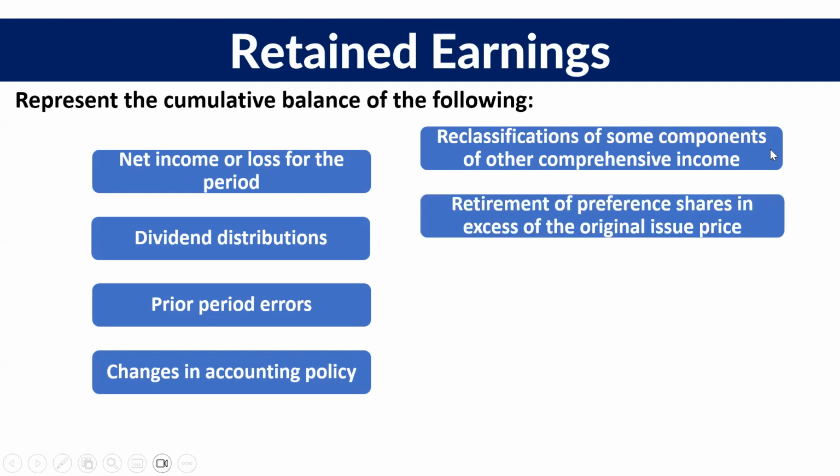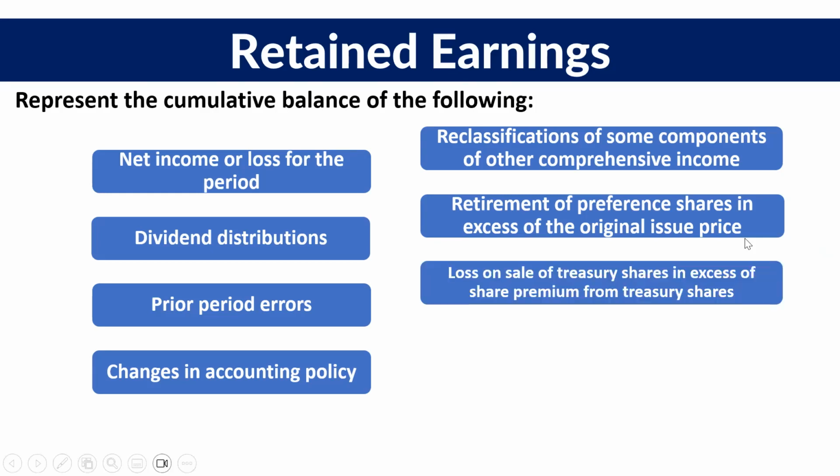Another is retirement of preference shares in excess of the original issue price. This is a topic in the previous chapter: once you retire preference shares, and the retirement price is higher compared to the original issue price of the preference share, the loss that can no longer be absorbed by the share premium from the original issuance should be debited to retained earnings. So that's it.